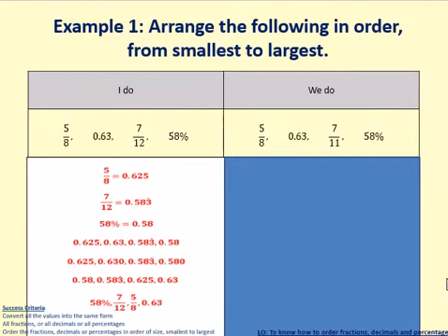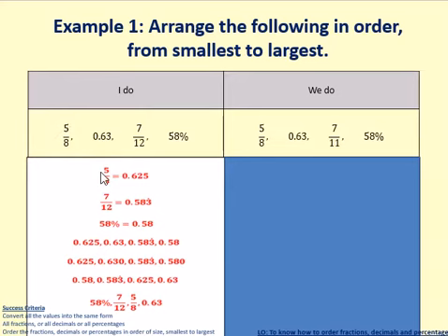Okay, so for our first I do and we do of the lesson. So look for the I do. We've got to arrange these in order from smallest to largest. And we've got fractions, we've got decimals, and we've got percentages as well. So these are hard to compare when they are in different forms. So our first step should be to get all of these 4 quantities to the same form so we can compare them.